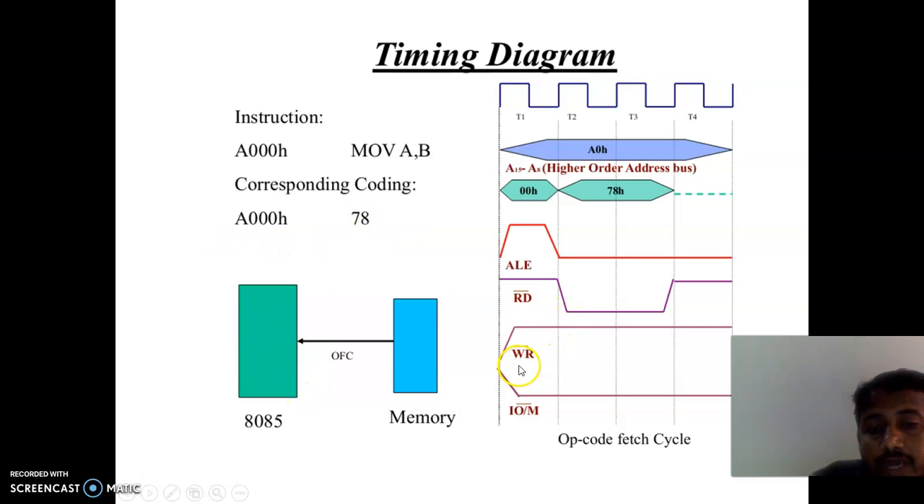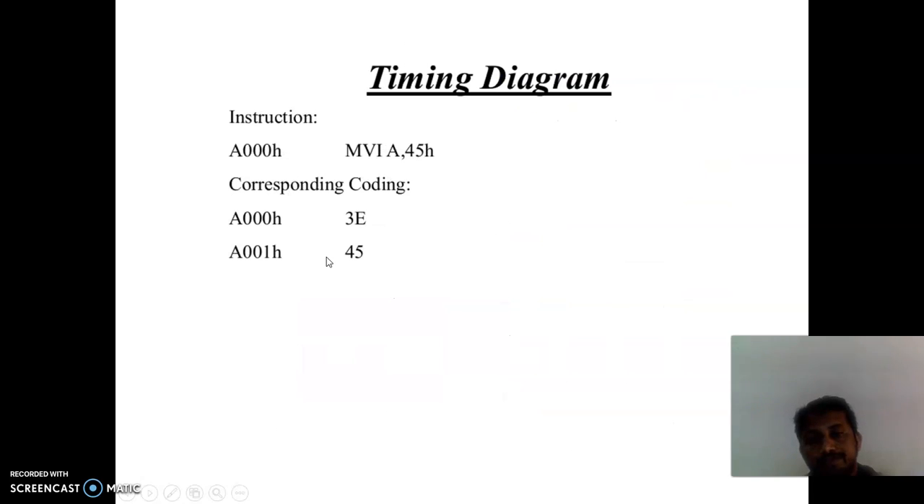Similarly, for the write operation, this is not performing any write operation, so write is high every time. Whether it is a memory operation or an IO operation, it is a memory operation, and that is the reason IO or memory bar is low throughout the operation. Here, the 4th clock, as we have discussed, could be used for refreshing cycles or something like that, or if the data read is extended, it may be read up till the 4th clock cycle. This is the example of an opcode fetch cycle.